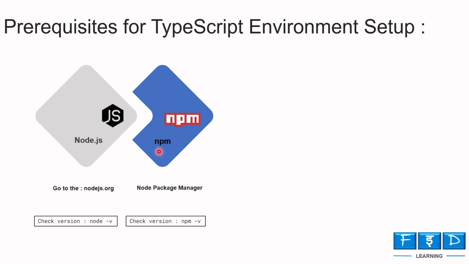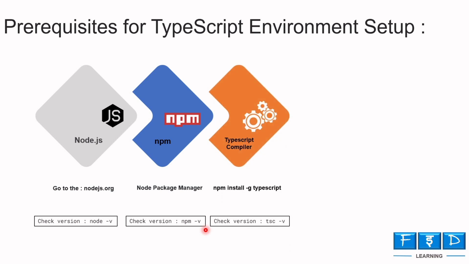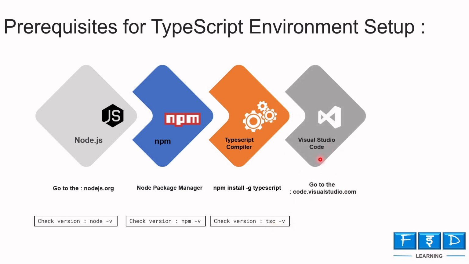Next, we need npm, Node Package Manager. So you don't need to install npm separately. It will be installed along with Node.js. So once you install Node.js, you can check the version of npm along with Node with command npm -version. Next, we need the TypeScript compiler. So for that, we need to hit command npm space install space -g space typescript. With this command, we can install the TypeScript compiler, and also you can check the version of the TypeScript compiler with command tsc space -v.